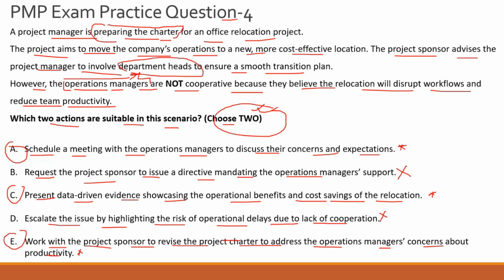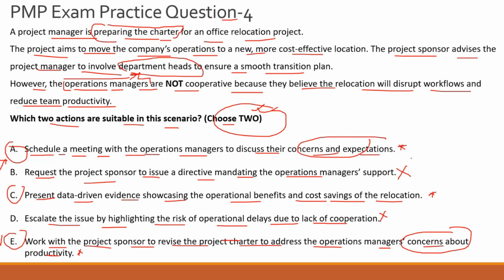Now you have to eliminate one of these three answer choices to arrive at the two answer choices which are correct. If you look very closely at option A and option E, guys, you will see something very interesting. Option A is suggesting that you schedule a meeting with operations managers to discuss their concerns and expectations, which is good. Option E is suggesting that you work with the sponsor to revise the charter to address the operations managers' concerns about productivity. Now you tell me, guys, if you are not having a meeting to discuss the concerns and expectations first, on what basis will you go and update or revise your project charter? You can't, because otherwise you will be working only on assumptions.